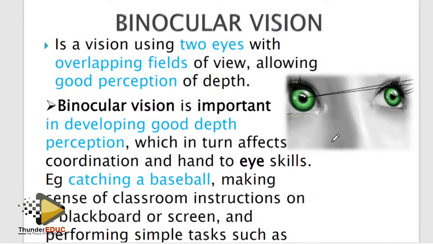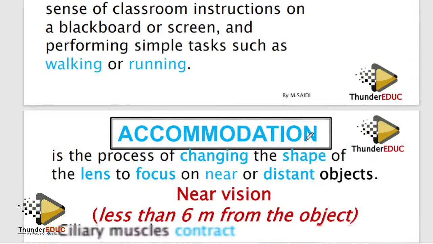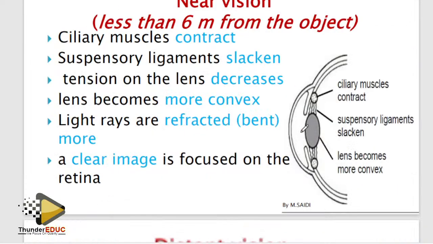So I think now I'm clear. So this one is to see with the two eyes. Accommodation, at least know these definitions. They change the focal length of the lens to focus on near and distant objects. You have to know that. Yes. Near object, far object.